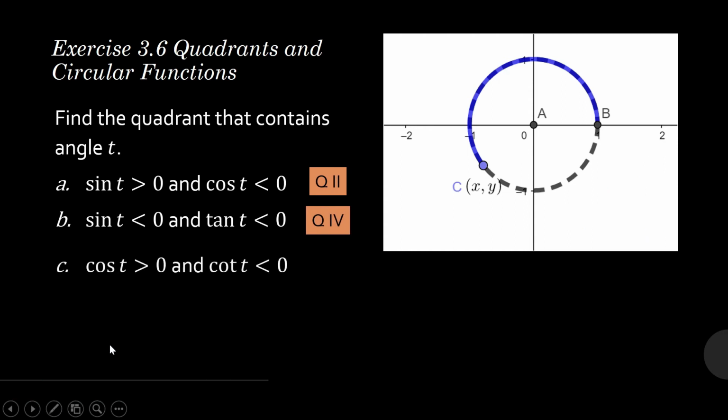How about when cosine of t is greater than 0 and cotangent of t is less than 0? So again, cosine of t is the x-coordinate of the terminal point of your arc. So where is cosine of t positive? It is here, to the right of our vertical axis. Now where is cotangent of t negative? Again, cotangent of t is equal to x over y. So where do x and y have differing signs? That would be here, again in the fourth quadrant, because in the fourth quadrant, your x is positive, but your y is negative.